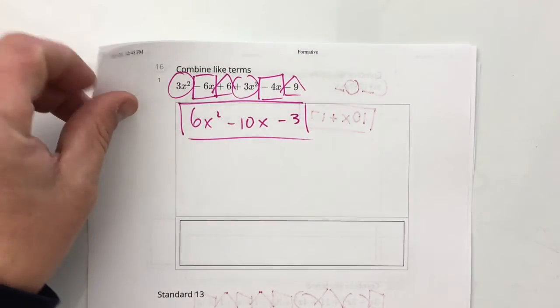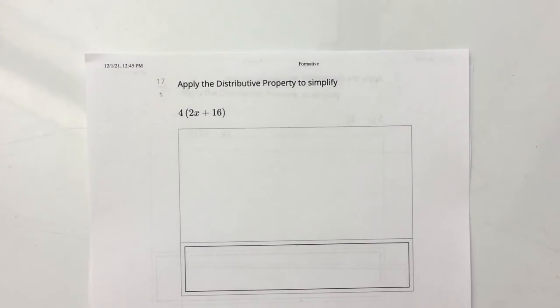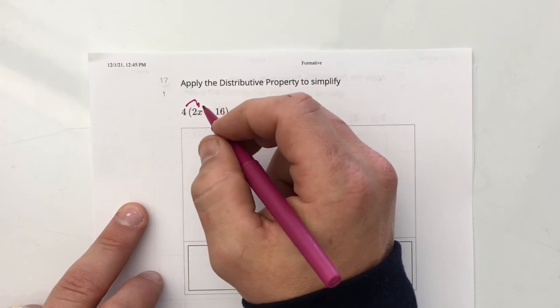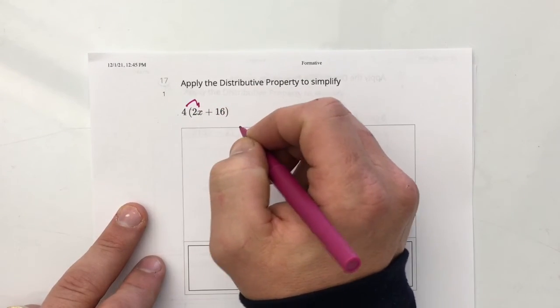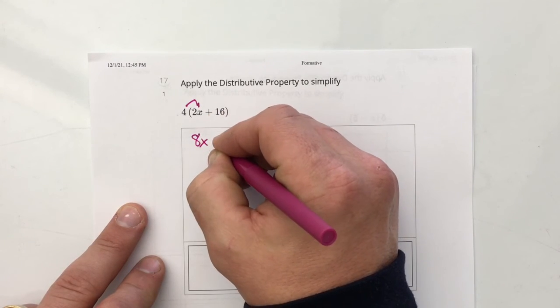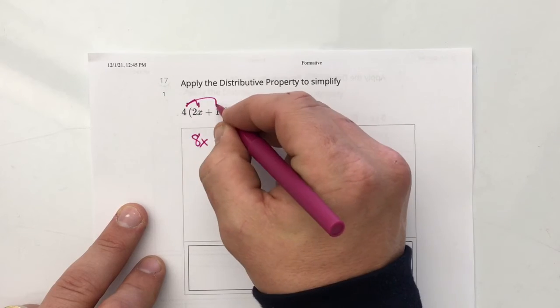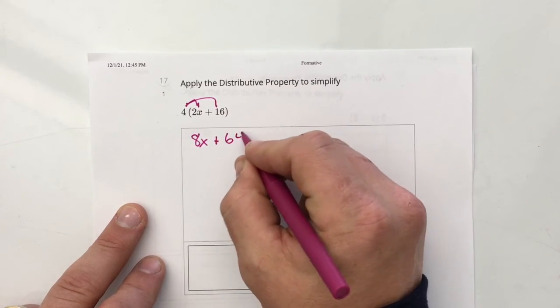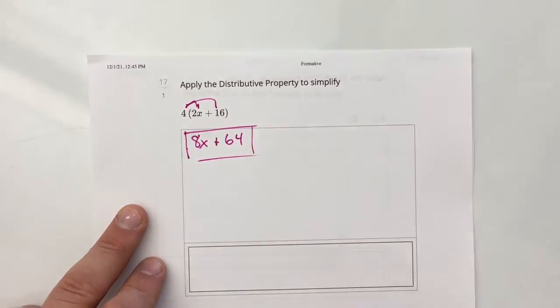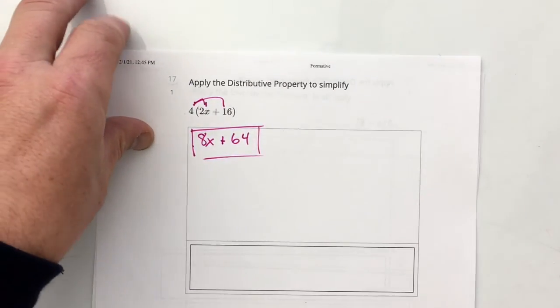And now everybody's favorite, the distributive property. You have to distribute by multiplication the 4 to both terms. 4 times 2x is 8x. Since we're adding, I'm going to add. 4 times 16 is 64. A lot of people are adding 4 to 16. But no, 8x plus 64.